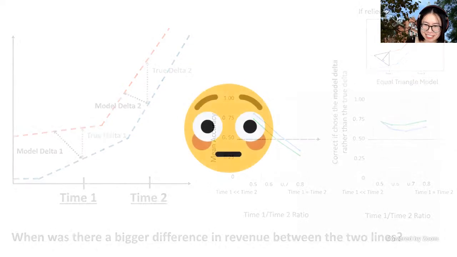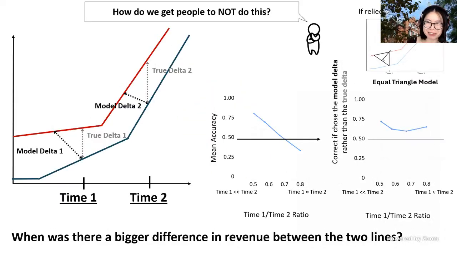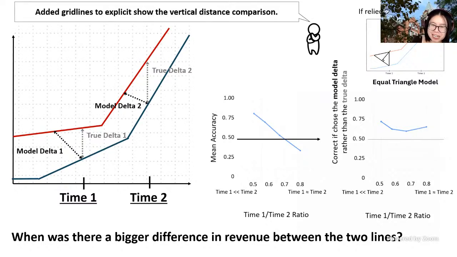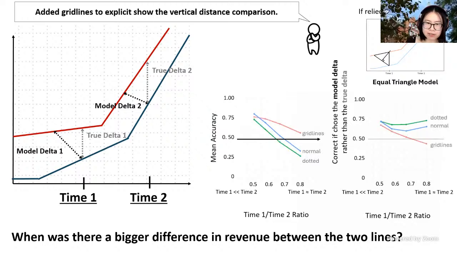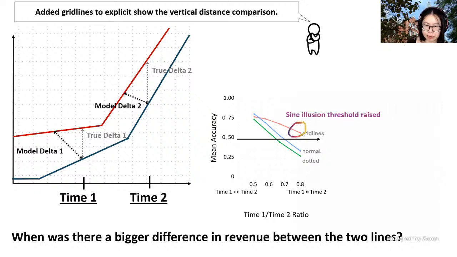So let's forget about that, and we'll restart from here. How do we get people to not make the sign illusion mistake? We tried adding grid lines to explicitly guide people towards the vertical distance comparison. And here are the results. So on the left here, we see that adding grid lines will raise the threshold for people falling below chance for this task. So in a way, it's mitigating the sign illusion.